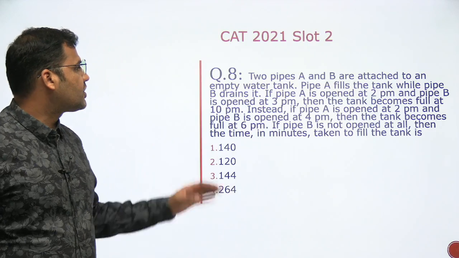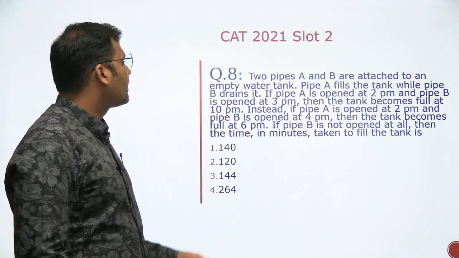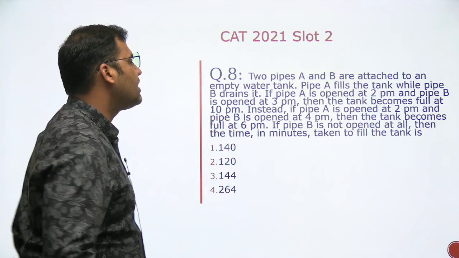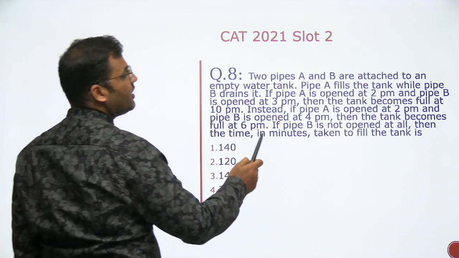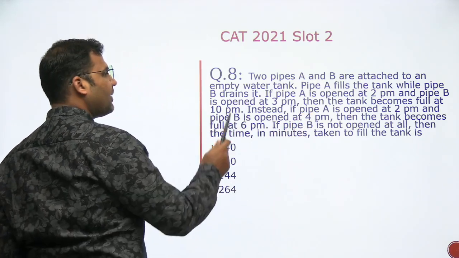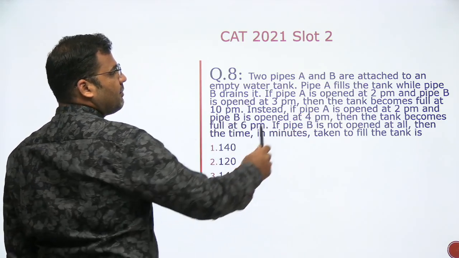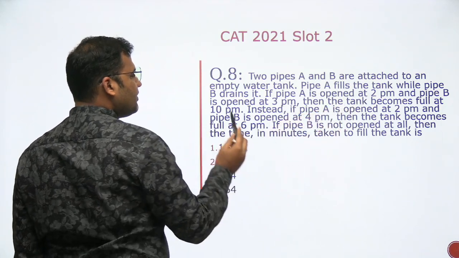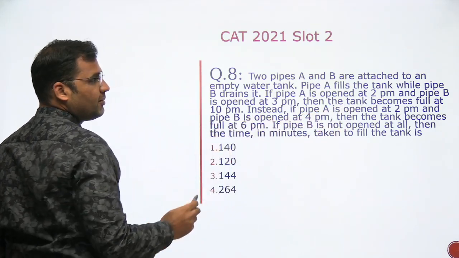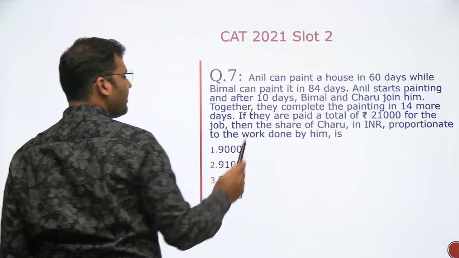So guys, here's the next question, number 8 of time and work. It says two pipes A and B are attached to an empty water tank. Pipe A fills the tank while pipe B drains it. Pipe A is opened at 2 p.m. and pipe B is opened at 3 p.m., the tank becomes full at 10 p.m.